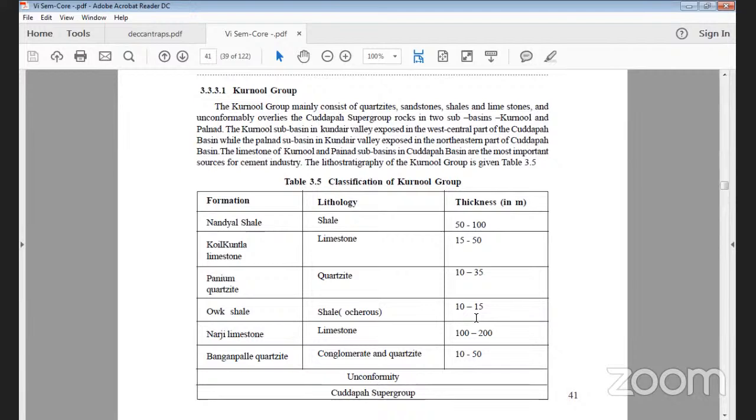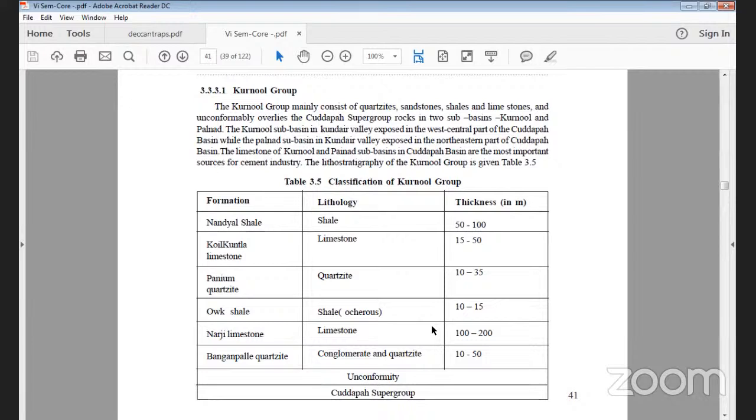The lithostratigraphy of Kurnool. First, we see here the Nandyal formations. Second, the lithology. Third, the thickness of the different formations. Above the Kadapa supergroup there is an unconformity between the Banganapalle quartzite and the Kadapa supergroup. The Banganapalle quartzite has a lithology of conglomerate and quartzite, with a thickness of around 10 to 50 meters.